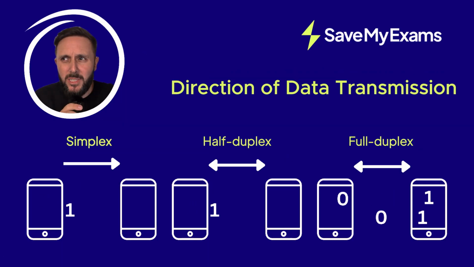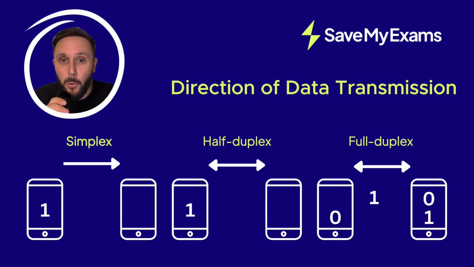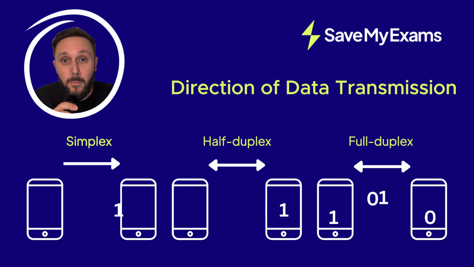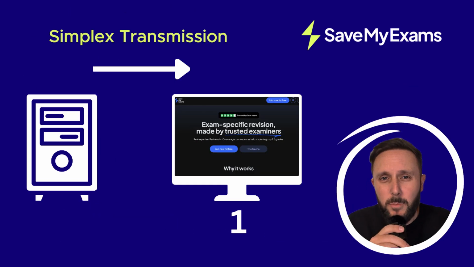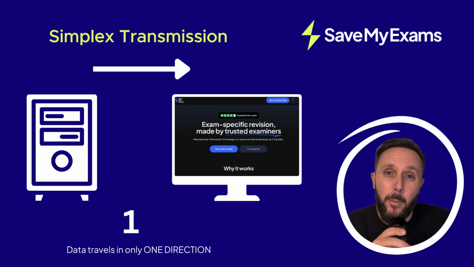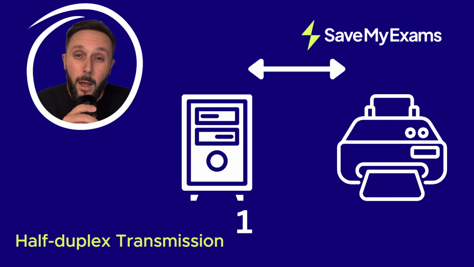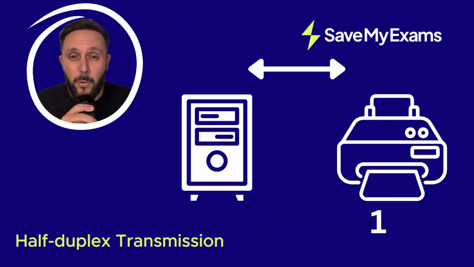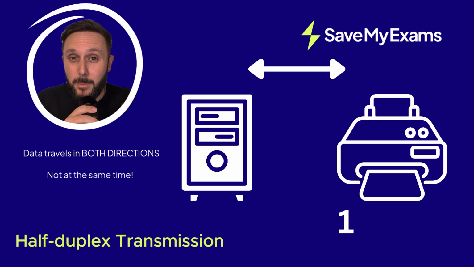But what about simplex and duplex and half duplex? How does that all get into this mix? Okay, let's have a look at simplex. Simplex transmission just means the data can only be sent in one direction. So just like your computer sends a signal to the monitor to display your output, that's a really classic example of a simplex transmission.